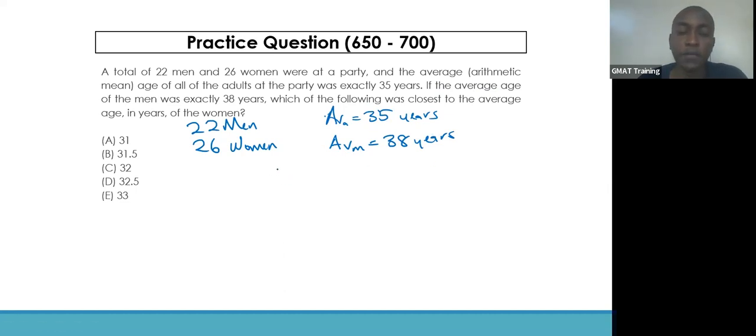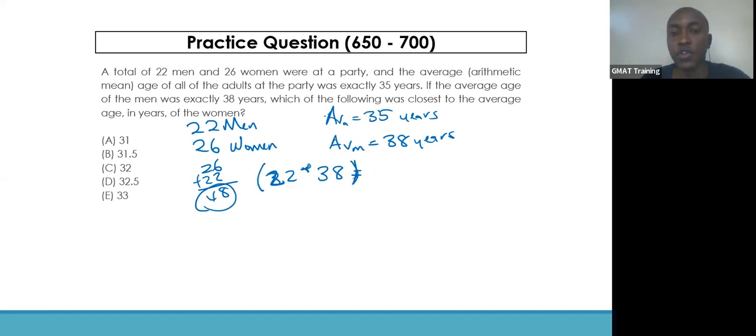For this one, you can think of it as the total of the ages for the whole group. 26 women plus 22 men should be 48 people at the party. So let's think of it as the total number of ages. How can you find the total of the ages for the men? That's 22 times the men's average, 38. This should be 22 times 38. We can leave it at that so that we can simplify the equation as we move on.